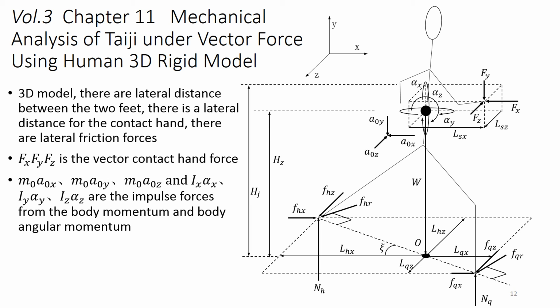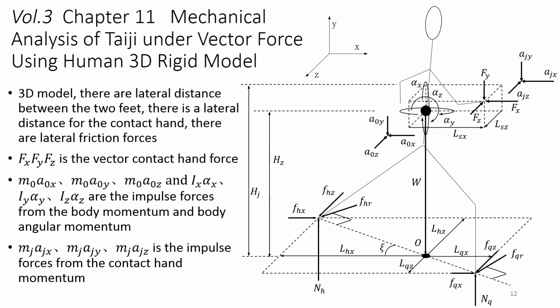M0A0x, M0A0y, M0A0z, and Ix alpha x, Iy alpha y, Iz alpha z are the impulse forces from the body momentum and the body angular momentum. Mj Ajx, Mj Ajy, Mj Ajz are the impulse forces from the contact hand momentum.